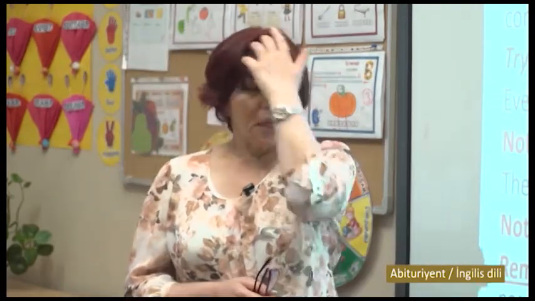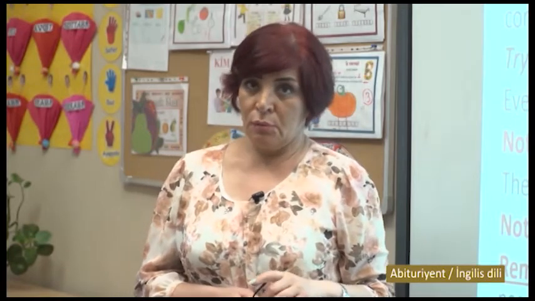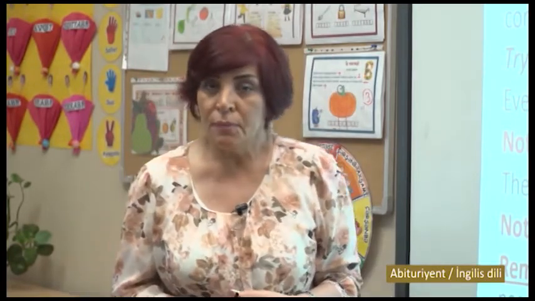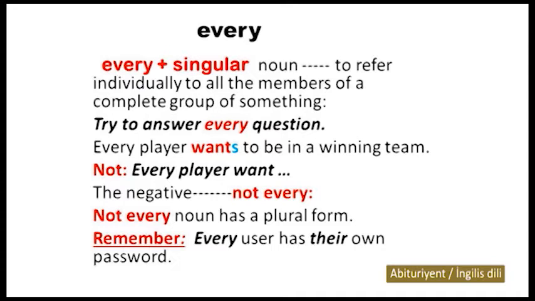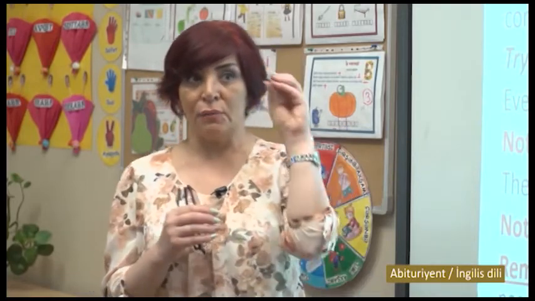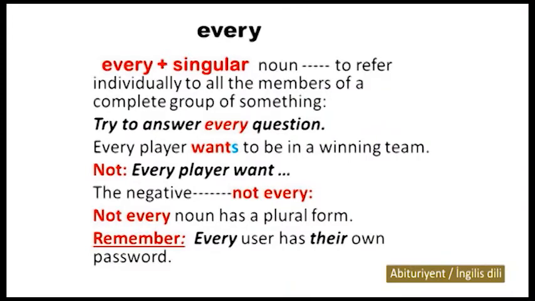Now every is a defining pronoun, and remember, after every we use only singular countable nouns. Every is used as a determiner. You say every plus a singular noun, which refers individually to all the members of a complete group of something. So after every we use a singular noun, and what about subject and verb agreement? It goes to the third person singular.